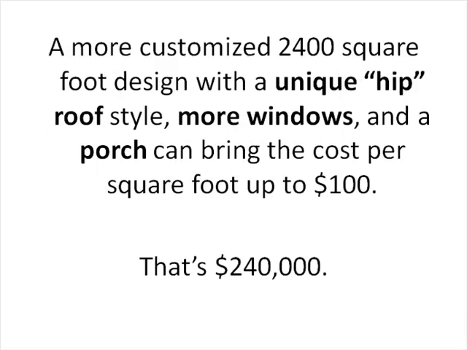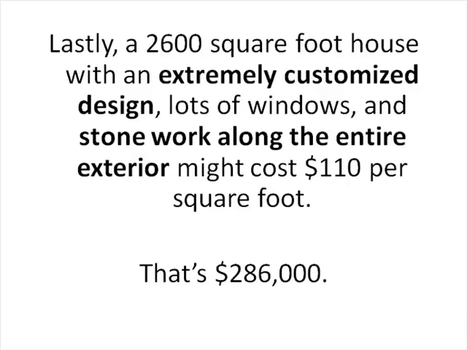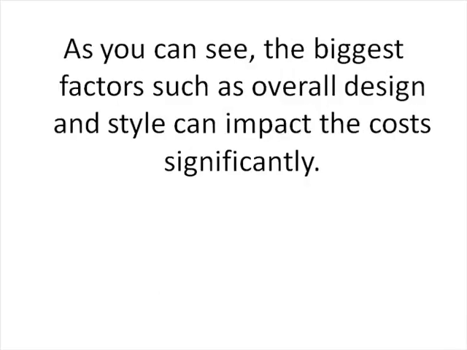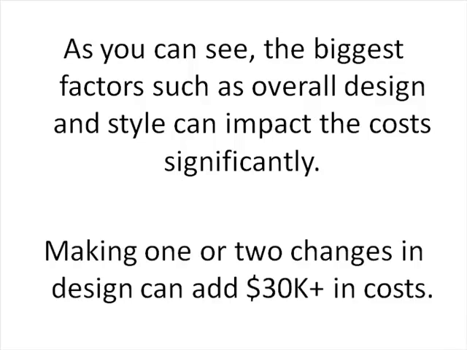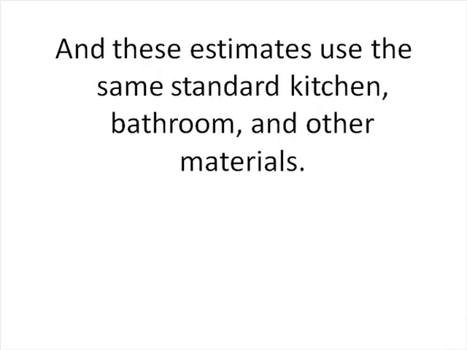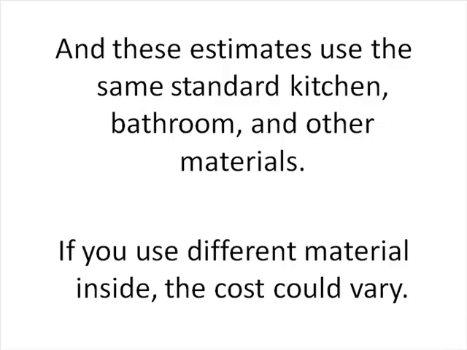A more customized 2,400 square foot design with a unique hip roof style, more windows, and a porch can bring the cost per square foot up to $100. That's $240,000. Lastly, a 2,600 square foot house with an extremely customized design, lots of windows, and stonework along the entire exterior might cost $110 per square foot. That's $286,000. As you can see, the biggest factors, such as overall design and style, can impact the cost significantly. Making one or two changes in design can add $30,000 or more in costs. And these estimates use the same standard kitchen, bathroom, and other materials. If you use different material inside, the cost could vary.